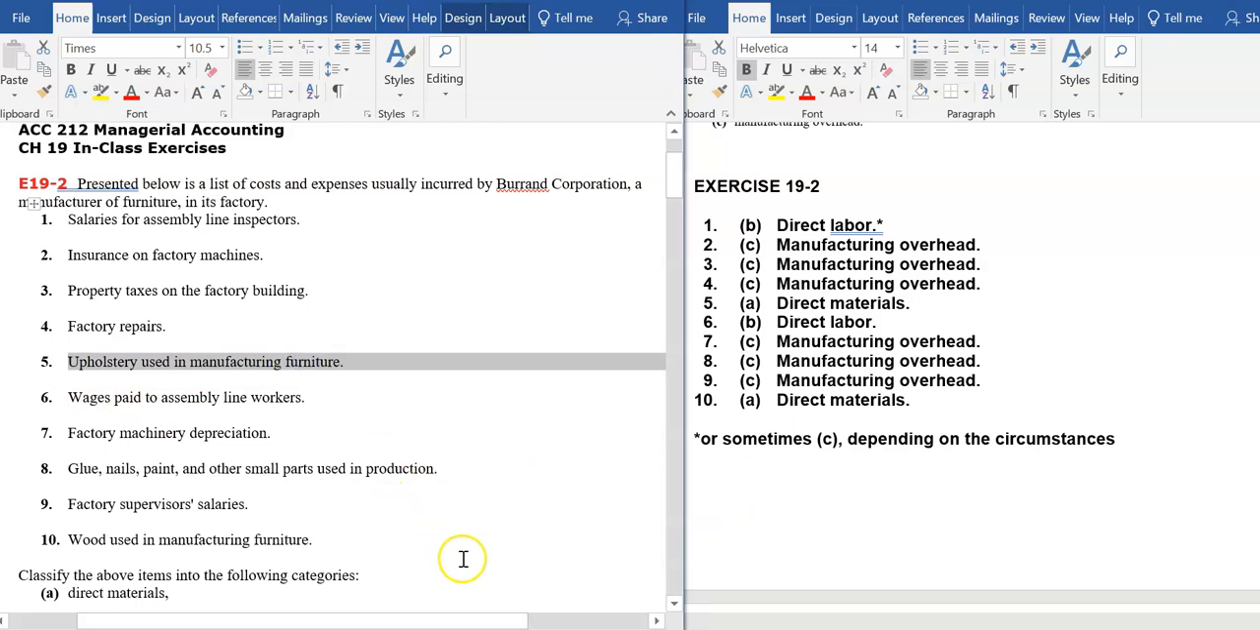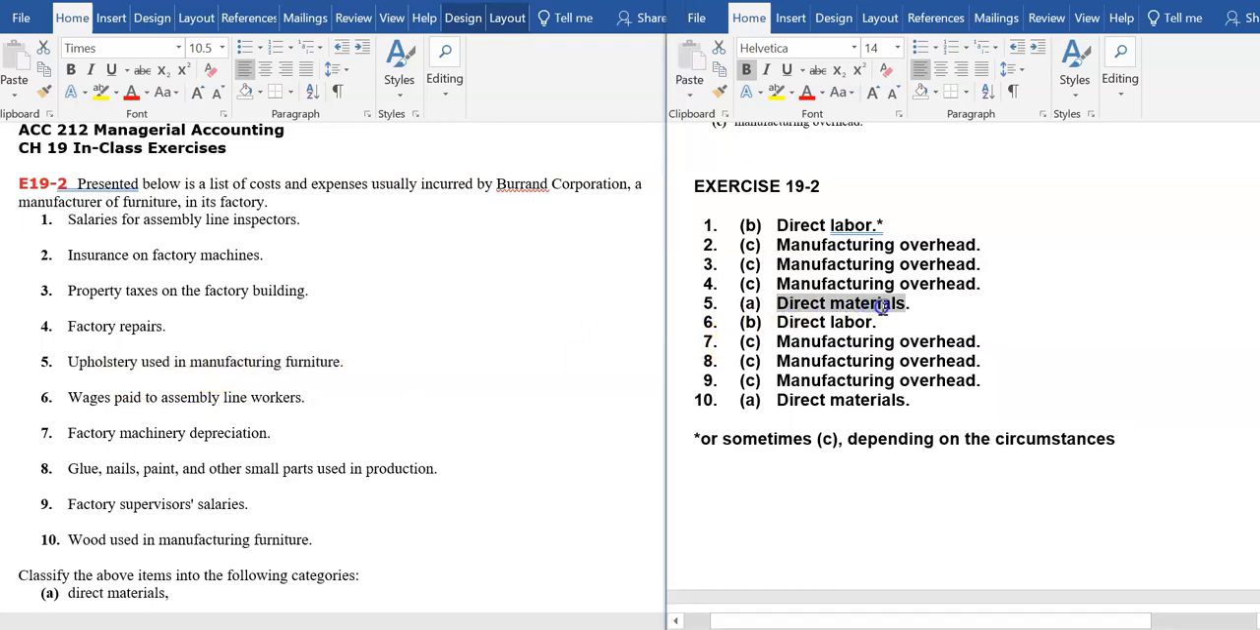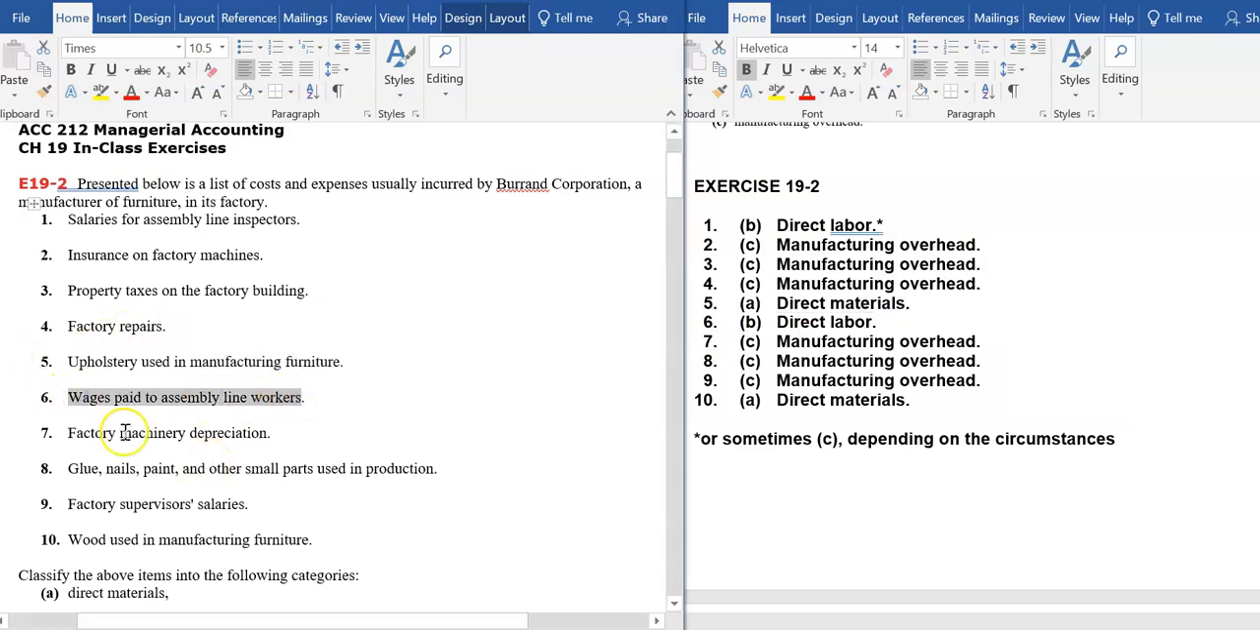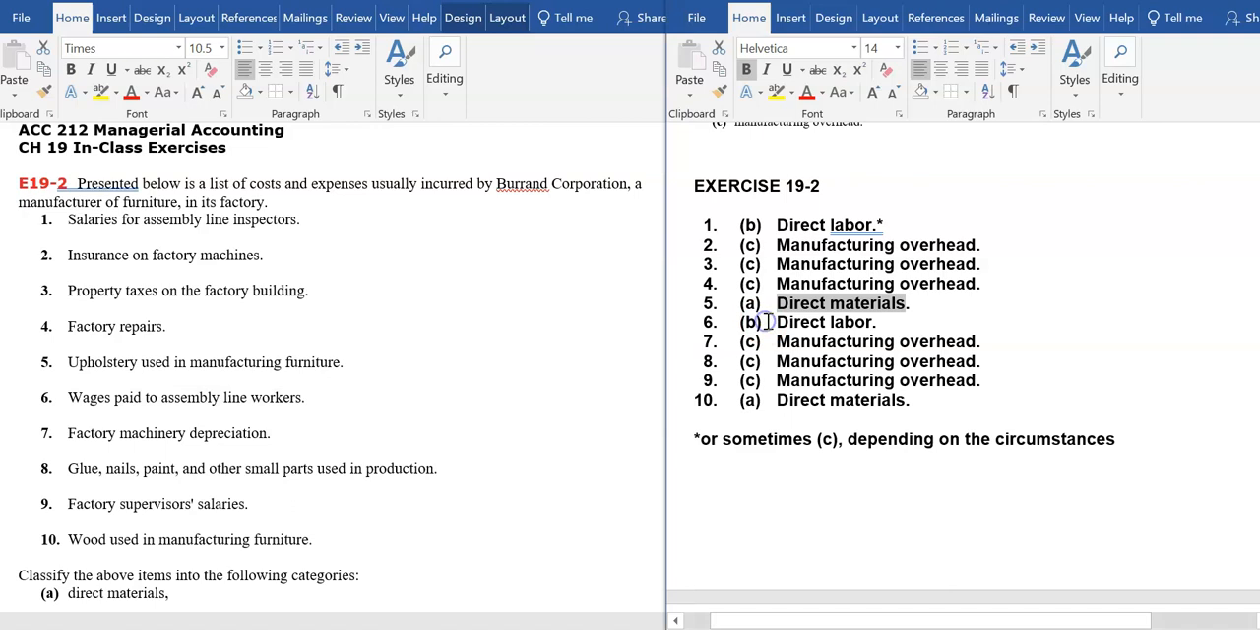Upholstery used in manufacturing furniture. This is the material that is going directly into each inventory item. We can directly trace our upholstery costs to each inventory item. Thus, it is a direct material. Wages paid to assembly line workers. These are the wages that are paid to the workers standing on the assembly line, working and making the product. Thus, it is a labor cost, and it is a direct labor. We can directly trace the costs of the workers putting together the inventory directly to the inventory item.